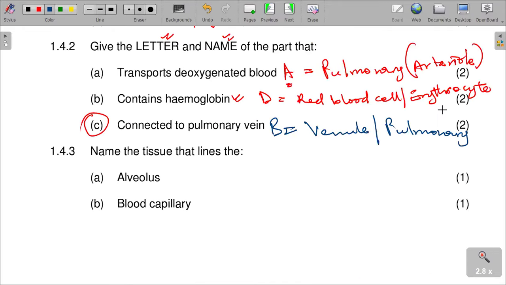Name the tissue that lines the alveolus. It is called the squamous epithelium. I'm sure that we remember that if you refer to your notes again, you can believe with me that the tissue that lines the alveolus is called the squamous epithelium.